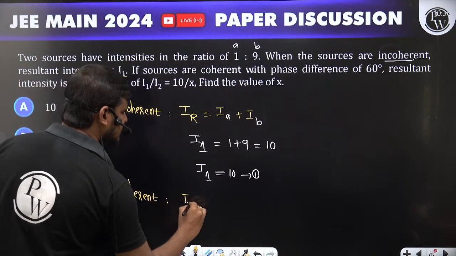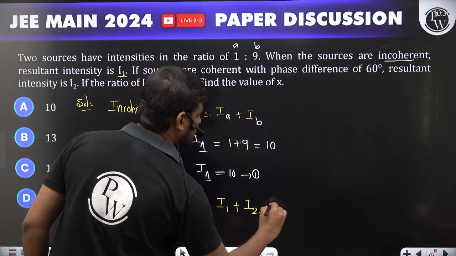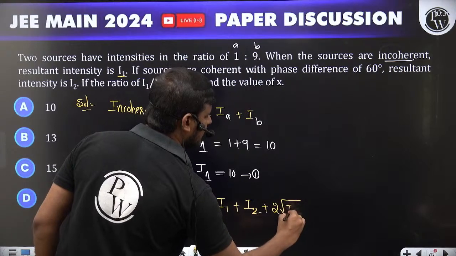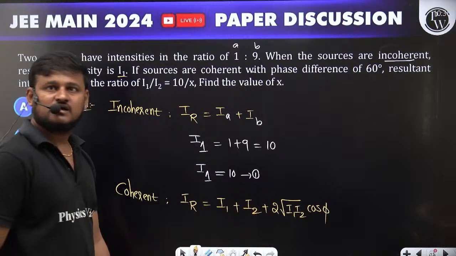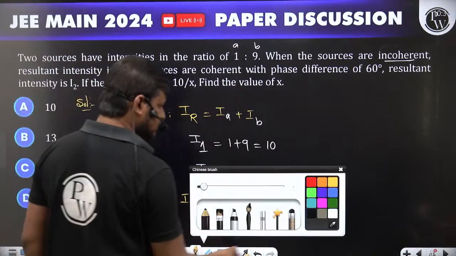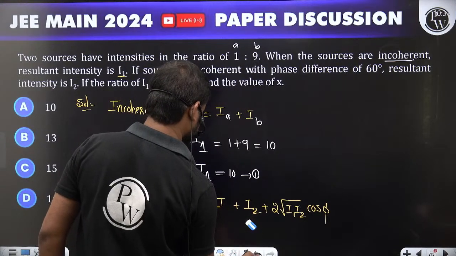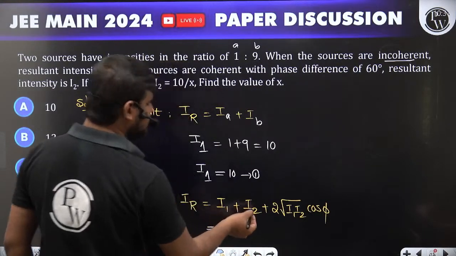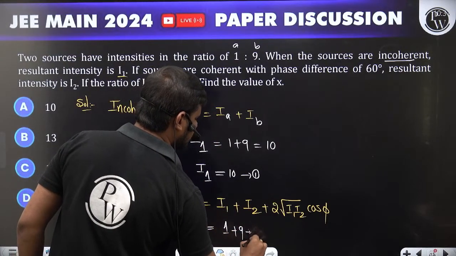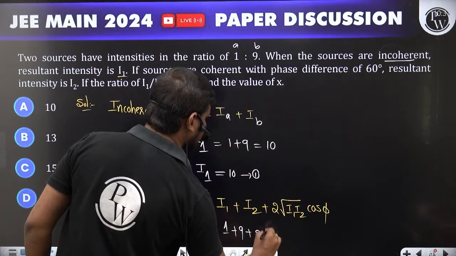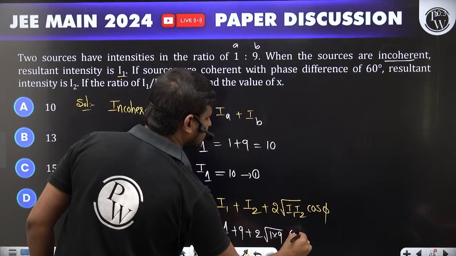the resultant intensity can be calculated using the formula I1 plus I2 plus 2 root I1 I2 cos phi, vector sum, right? So then we write here, IA better. I1 means here IA, so 1 plus 9 plus 2 into square root of 1 into 9 into cos 60 degrees.